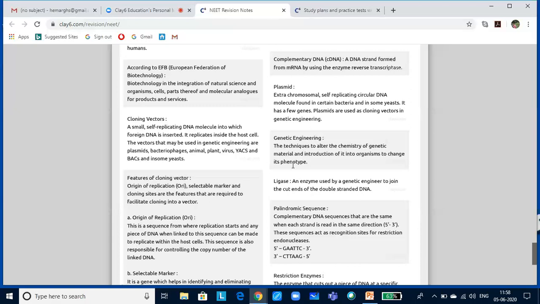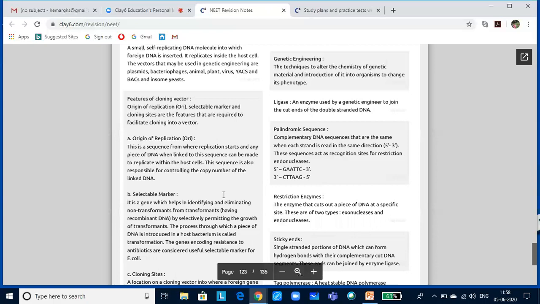Now, what are the features required for a cloning vector? The first is an origin of replication. This is a sequence from where replication starts, and any piece of DNA when linked to this sequence can be made to replicate within the host cell. This sequence is also responsible for controlling the copy number of the linked DNA.